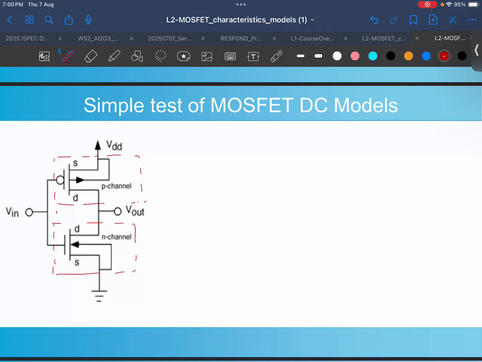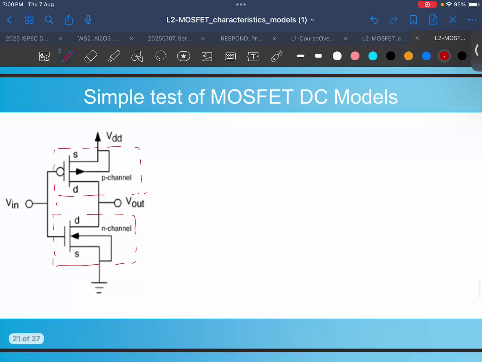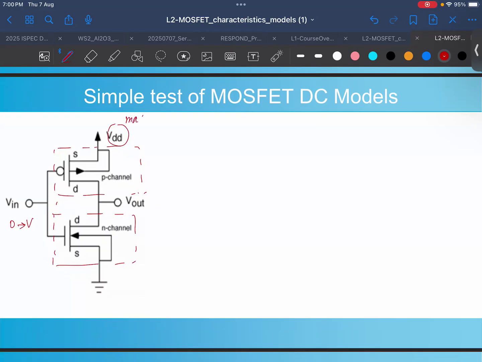In this particular circuit, the range of V in over which we will change is 0 to VDD, because this is the maximum applied voltage, and the minimum applied voltage we have is the ground. So you are applying V in between these two ranges, 0 to VDD. Now we want to see how the output V out changes for this circuit. That's what we were discussing.